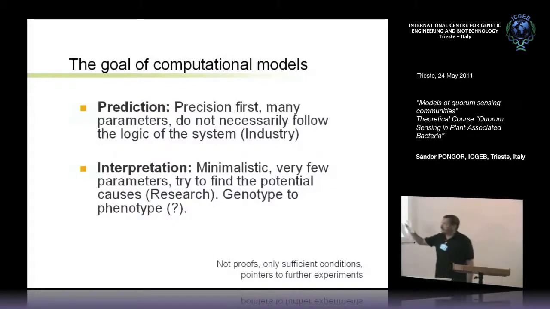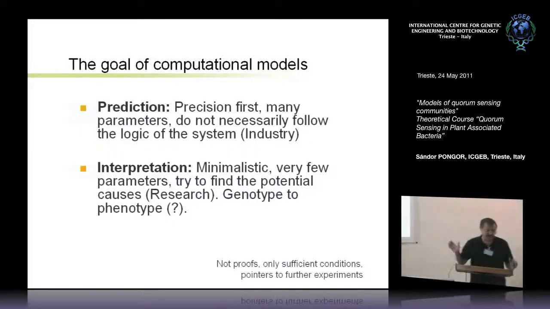Now in research, so this was industrial. In research we do something different because we try to make the models as simple as possible so that we could somehow identify what is causing the phenomenon. So this is a minimalistic approach, and the other one is a kind of brute force, many-parameter approach.